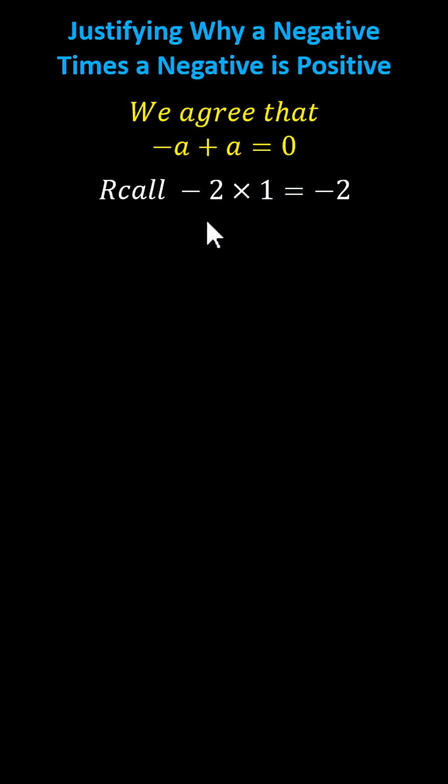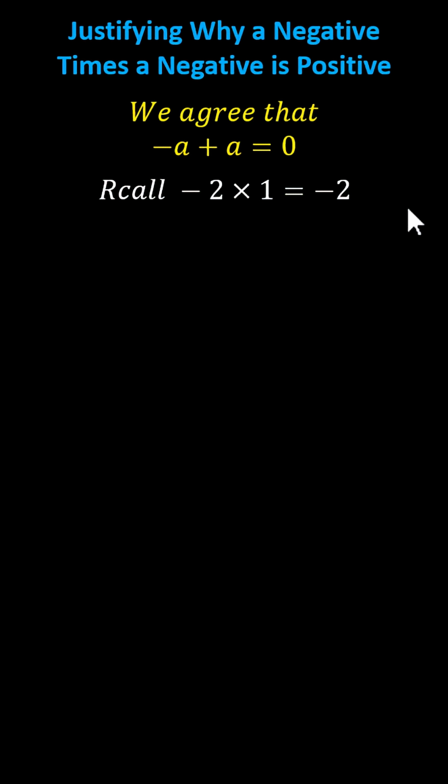In this lesson, we will justify why a negative times a negative is positive using the idea of opposites. To begin, remember we know that when we sum opposites, the sum is always zero. And from our previous lesson, we also showed that a negative times a positive is negative, and therefore we know that -2 times +1 equals -2.